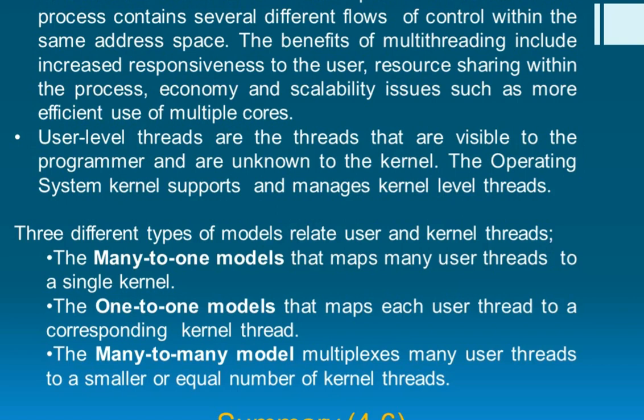The many-to-one model maps many user threads to a single kernel thread, the one-to-one model maps each user thread to a corresponding kernel thread, and the many-to-many model multiplexes many user threads to a smaller or equal number of kernel threads.